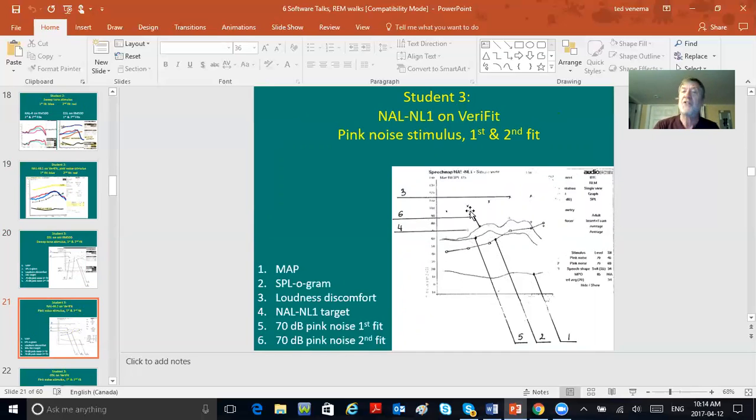This is the real ear screen. Looky, looky. We had to adjust things considerably to hit the target. You see, this number 6 is the pink noise. Second fit is what they had to do to fix things. Okay? This is NAL, NL1 target.